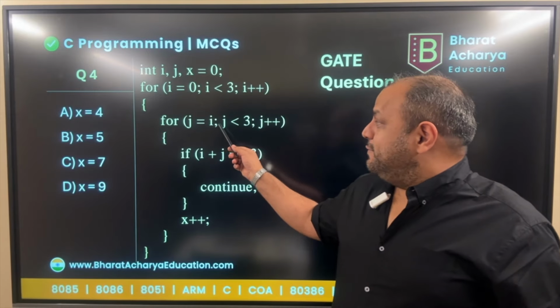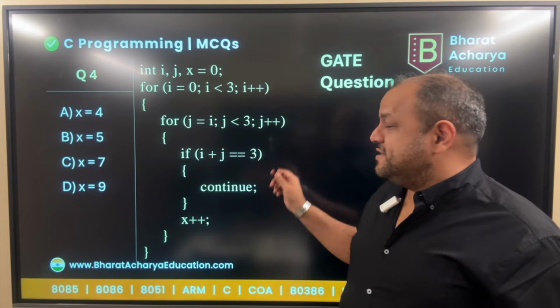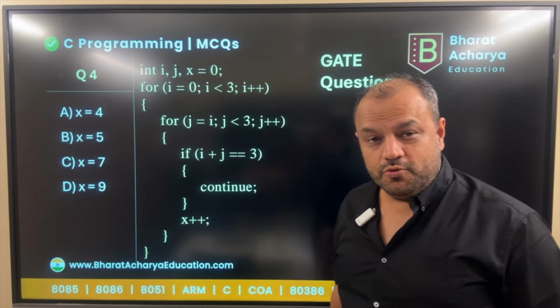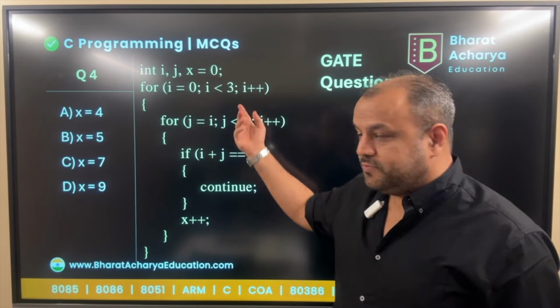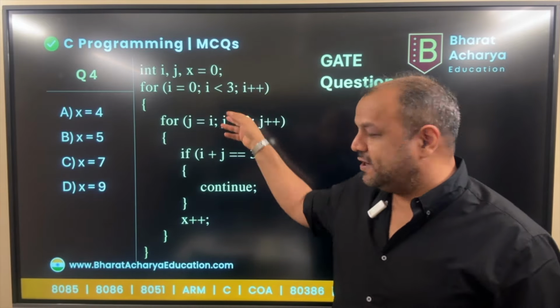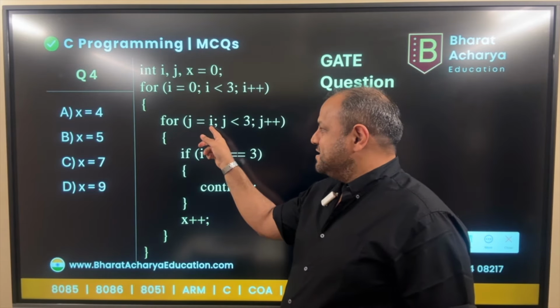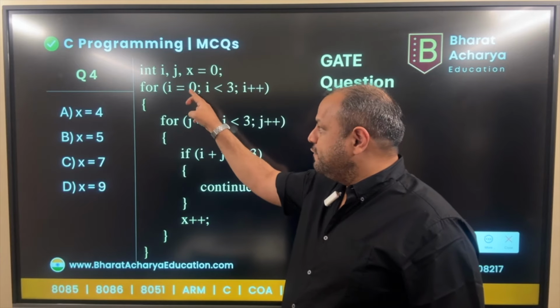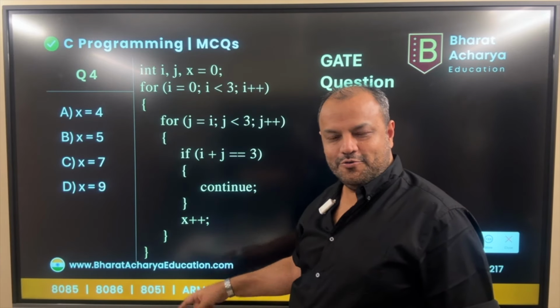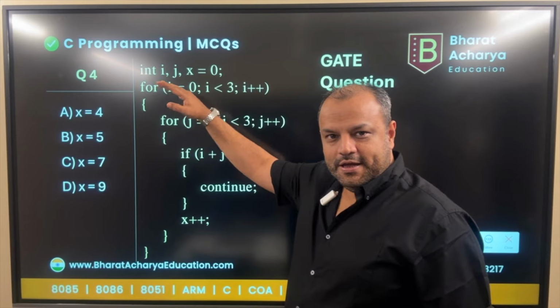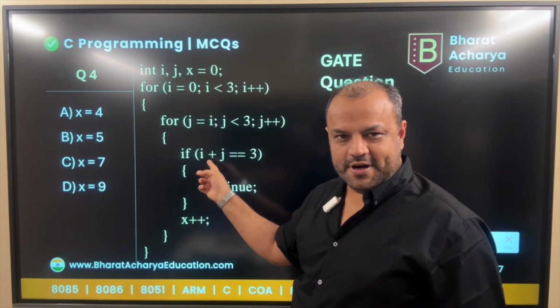For J, if J was also 0, J < 3, J++, even the inner loop would do 3 iterations, outer loop 3 iterations. So that means the inner loop would do 3 into 3, 9 iterations, correct? But there is a twist. J starts from I. That means in the first iteration of the outer loop, J will be 0, 1, 2. It will do 3 iterations.